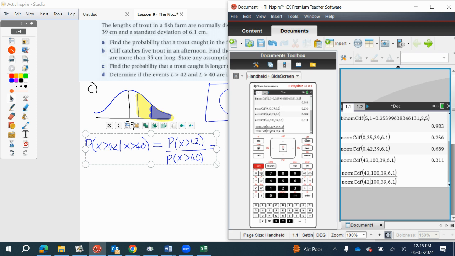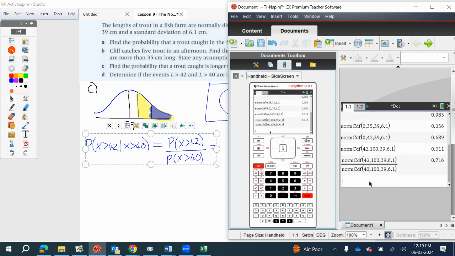I'm going to change that 42 to a 40. Sorry, sometimes my thing repeats the delete many times. So Control V, let me try one more time. There we go. So we've got greater than 40, greater than 42, and we should get our probability 0.716.